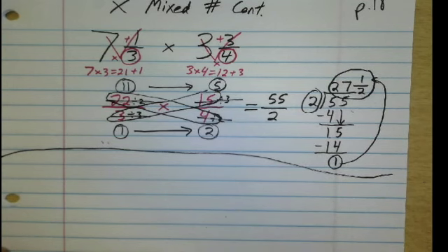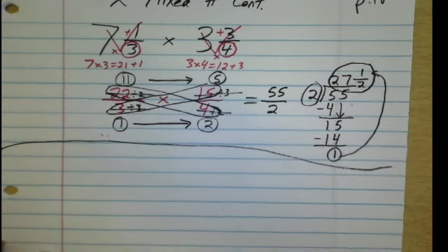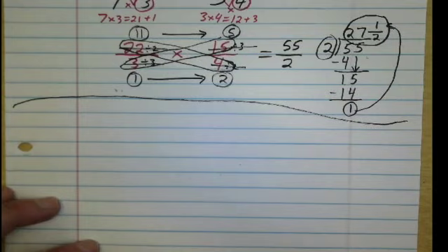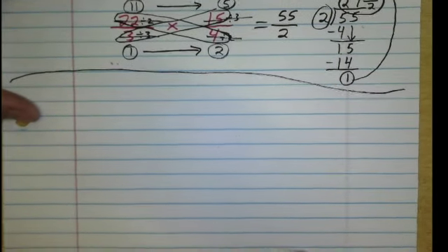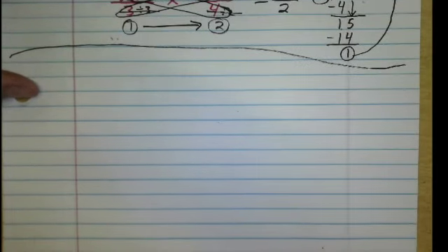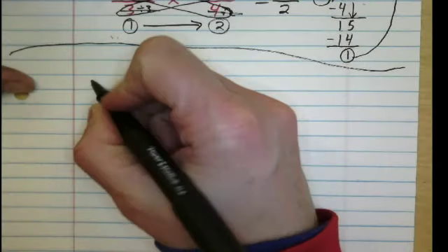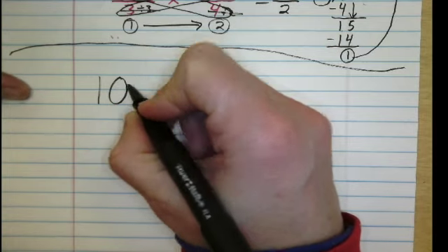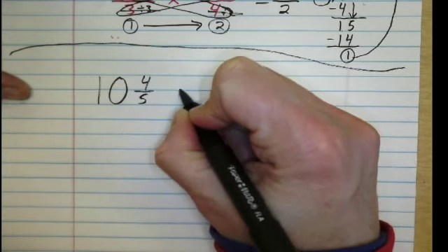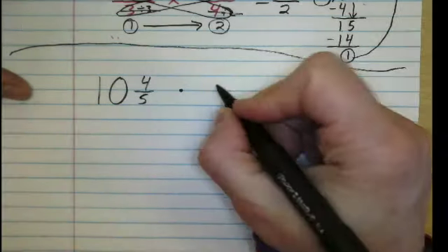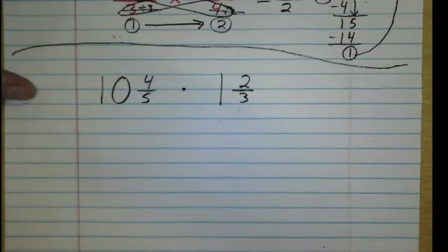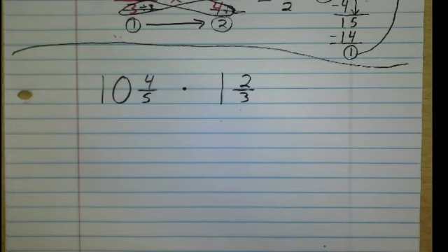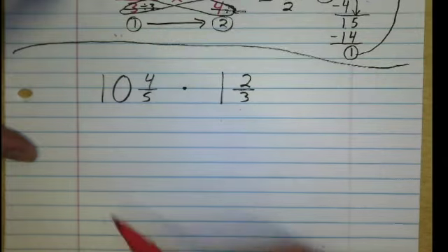Draw a line. Let's do another example. You might see multiplying mixed numbers with a dot instead of an X. A dot is another way to show multiplication. So I'm going to move this up. 10 4/5, and then there's a dot, which also means multiplying 1 2/3. And I'd like you to try this one on your own, and then you can check back to the video to see how you're doing. If you need to pause it, that's fine.